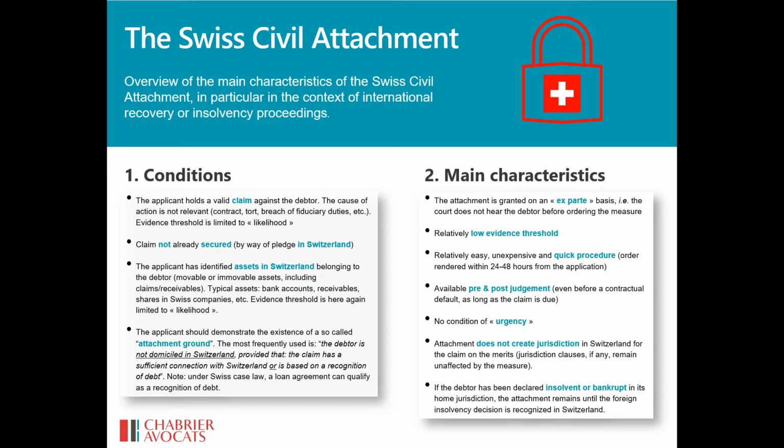And finally, the attachment is available even if the debtor is insolvent or bankrupt, even if bankruptcy has been adjudicated in the home jurisdiction of the debtor. The attachment remains valid and available. So that's very important, because it means basically that you can try to enforce your claim in Switzerland. If you can identify assets of your debtor in Switzerland, you can try to block these assets for your benefit, of course, but also for the benefit of other creditors. So these assets will remain blocked, and potentially they may be distributed to you as a creditor that has obtained an attachment, at least until the foreign insolvency decision or the bankruptcy decision is recognized in Switzerland.